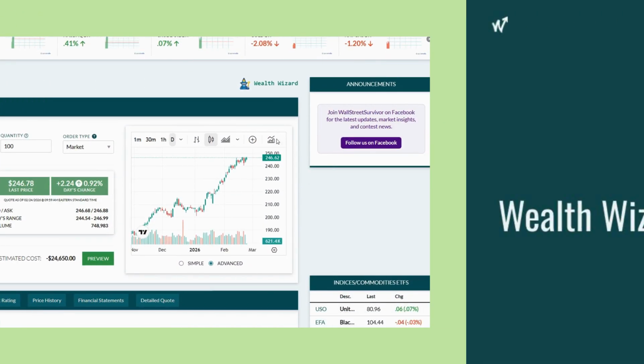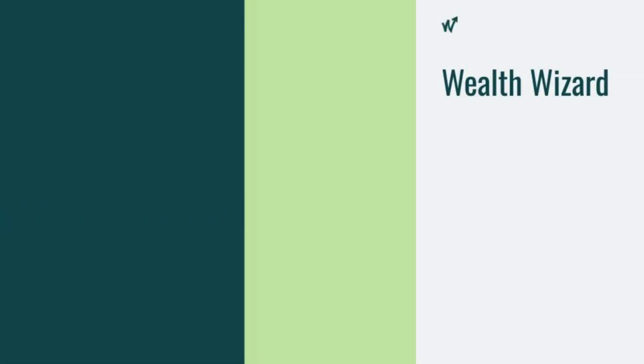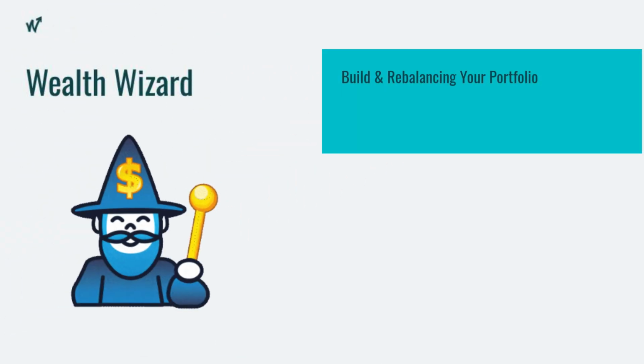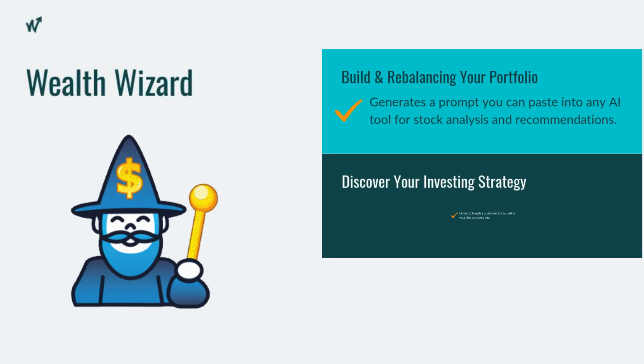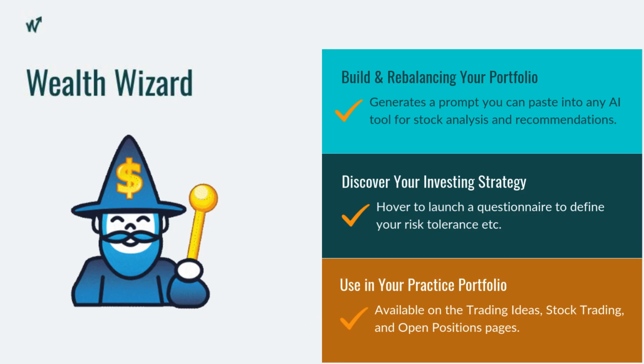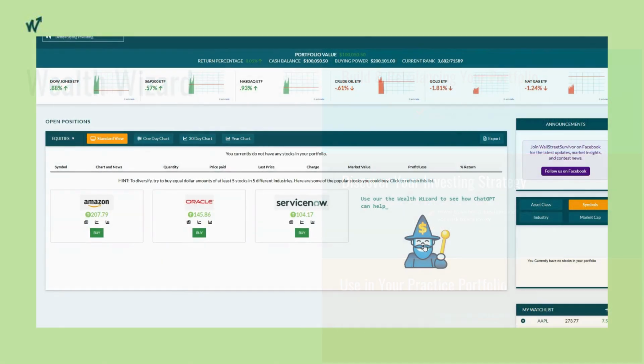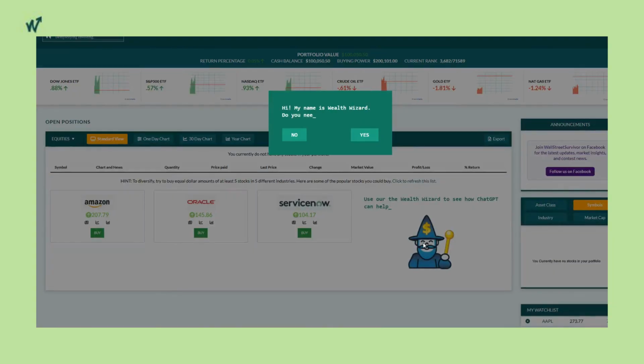From the Trading Ideas page, you can also use our Wealth Wizard to help you build or analyze your portfolio. The Wealth Wizard is designed to assist you with your investment strategy. You can find the Wealth Wizard on the Trading Ideas page as well as from the Stock Trading page and the Open Positions page. Hover over it and a dialog box will open, guiding you through a series of questions.